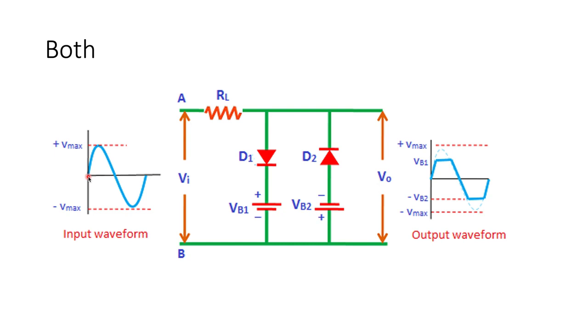Suppose this diode conducts only if the anode voltage is greater than VB1. This diode will conduct only if the cathode voltage is less than minus VB2. In all other cases, this will not conduct. This will conduct for all input voltages greater than VB1, and this will conduct only if the input voltage is less than minus VB2.